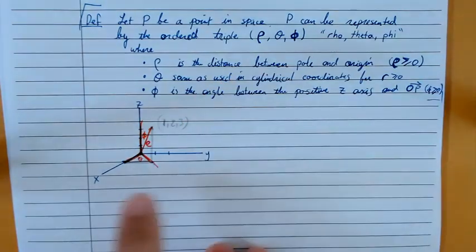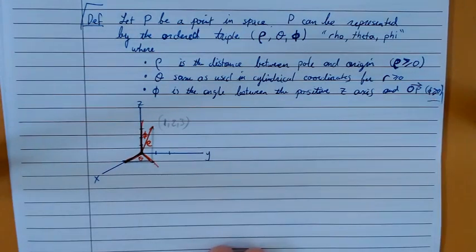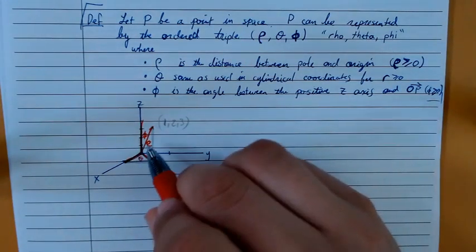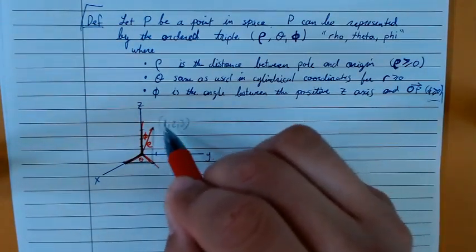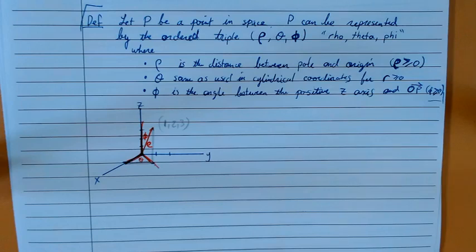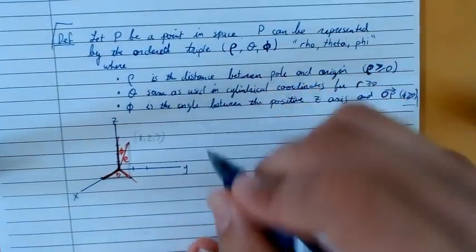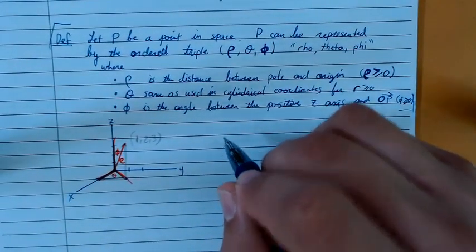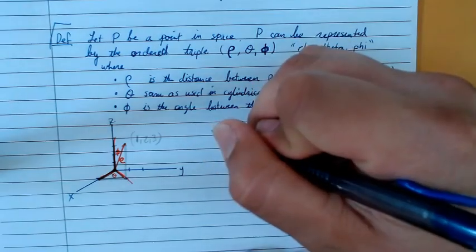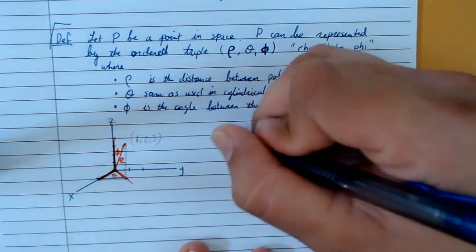Or in other words, rho is the magnitude of OP. So those three numbers, two angles and a distance, get me to the point just as well as X, Y, and Z would. We're going to have some conversion factors, just like we had X is equal to R cosine theta, Y is equal to R sine of theta, and such. We're going to have some conversion factors for spherical and rectangular coordinates as well.